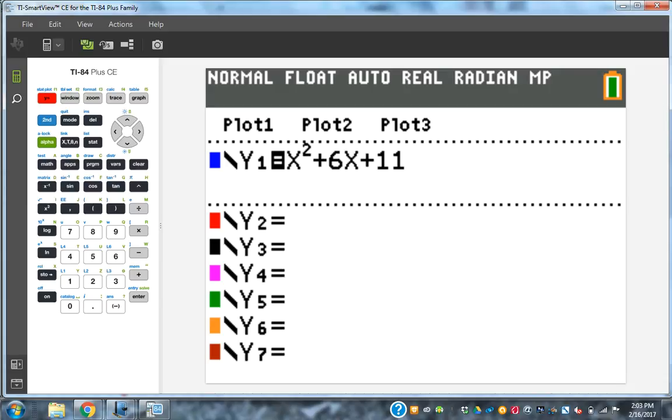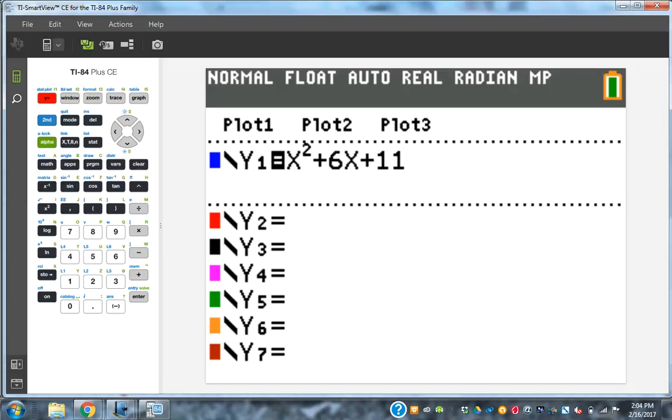Get x squared plus 6x. All right. Everybody else good? All right. So we're all on the same page now.